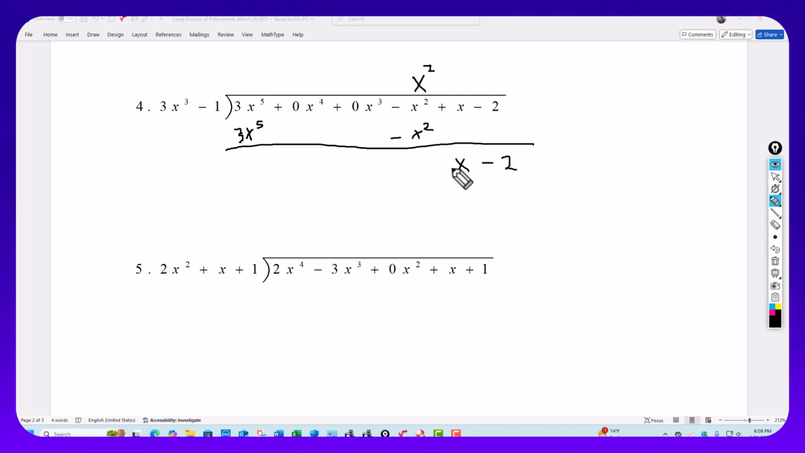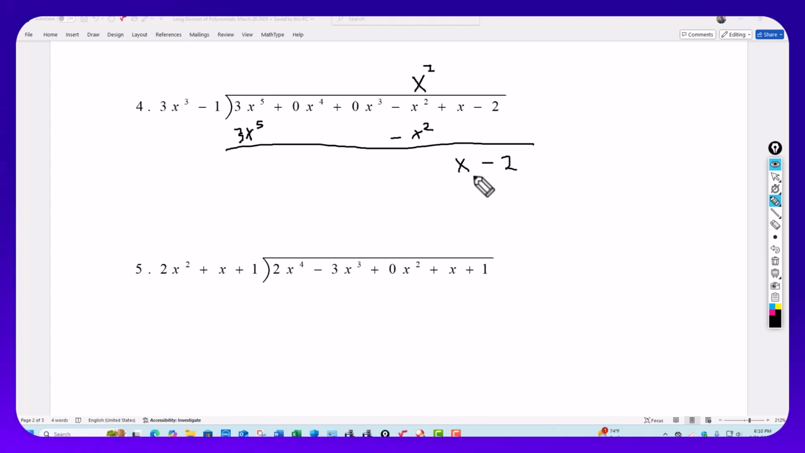Notice the degree of the remainder is now 1. It's less than degree 3 here for the divisor. So we can stop right there. The quotient is x squared, and the remainder is x minus 2. So we can write it that way depending on what they tell you.